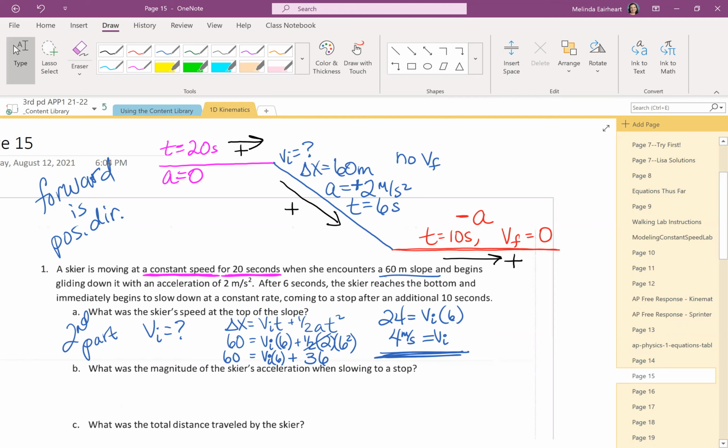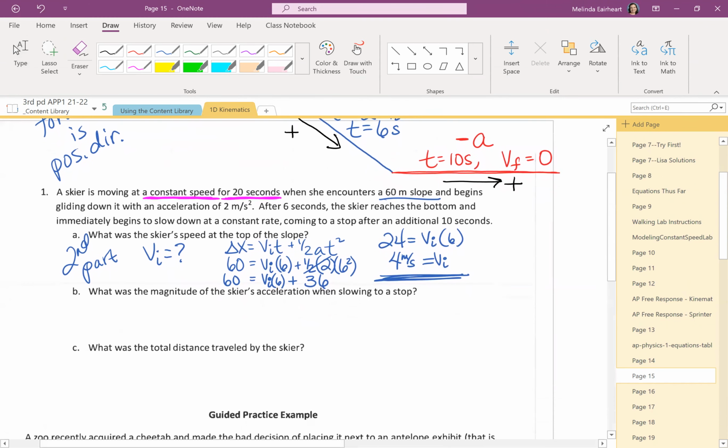And it looks like for part A, we found the skier's speed at the top of the slope, the top of the hill. Even though that's the initial of the second, recognize that it's a transitional speed from part 1 to part 2. Maybe next class, you solve for the final velocity of part 1, but it looks like last time we found the initial for part 2. Does that make sense? And so let's keep it going.